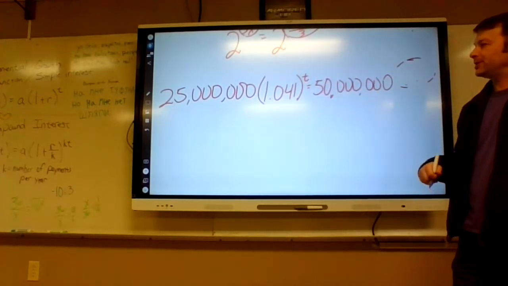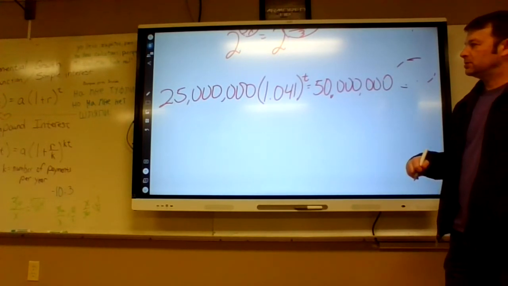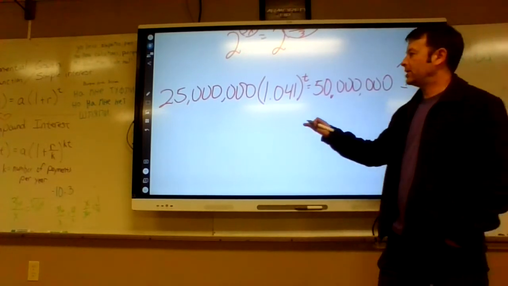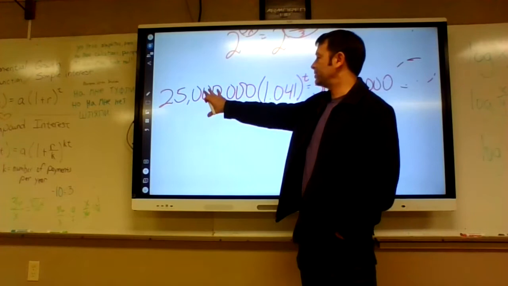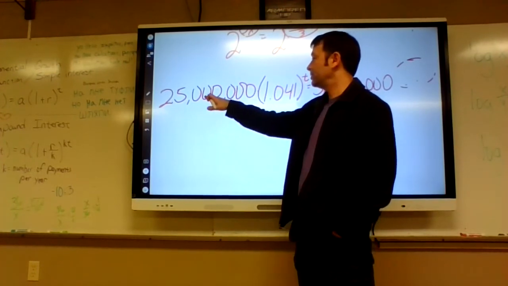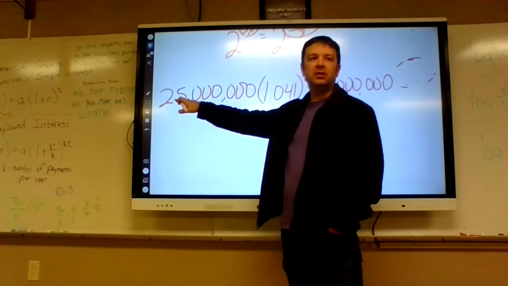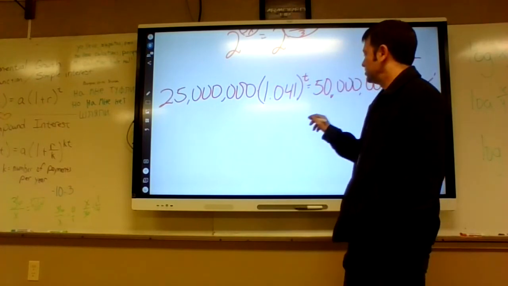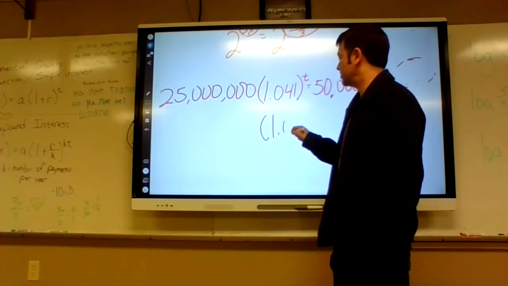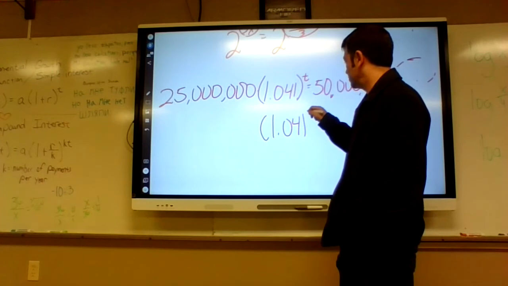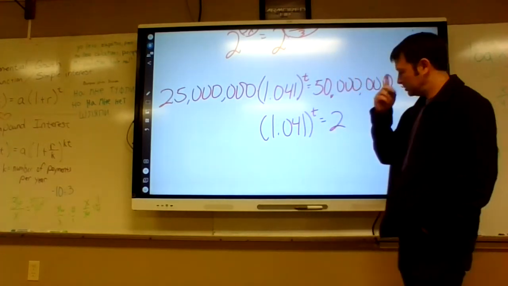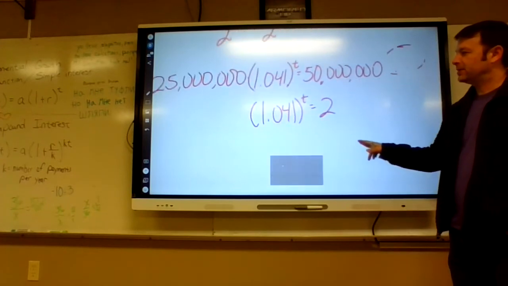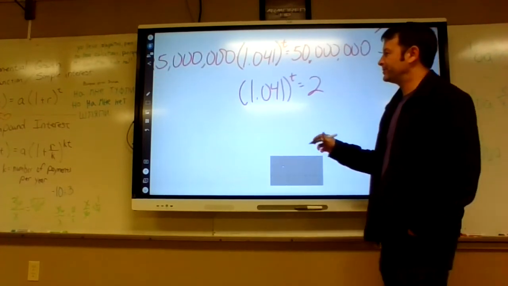What would be a good first step for this one? Divide over the 25 million. Yes, we can make this equation simpler if we do that. It just turns it into 2. So basically, it's like how long until the population doubles. In one move, those giant numbers were gone. Now what do we do?